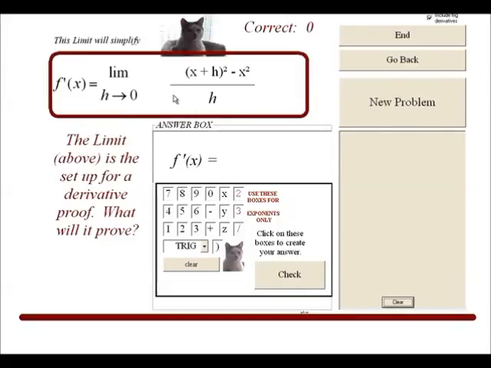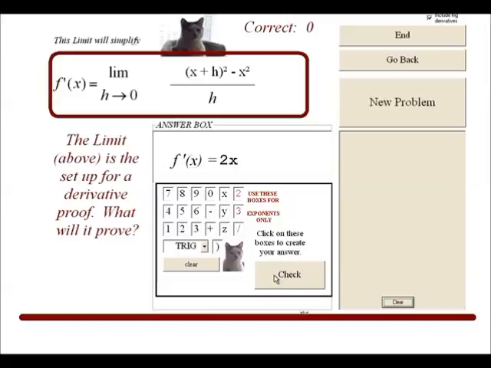What will it prove? F of x plus h squared is the setup for a derivative of what? Your function is x squared. The function, this is f of x plus h minus f of x over h, and the limit, so that we can tell by looking here what the function was. And it was x squared. What would be the derivative of that? Well, it would be 2x.